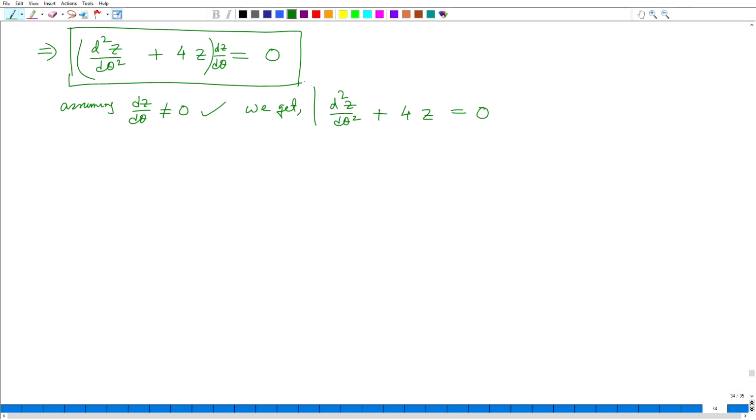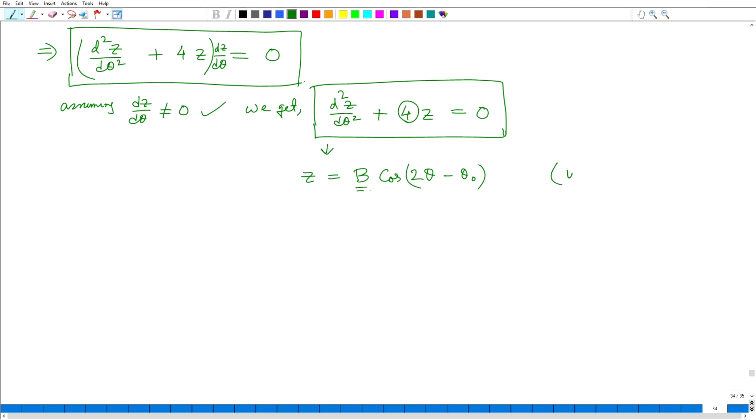So, finally, I get an equation which you all know. This is an equation of simple harmonic oscillations, but this is for z. So, for z I can write the solution as some b cos, since this is 4, so it is ω², I have to write cos(2θ − θ₀), okay.